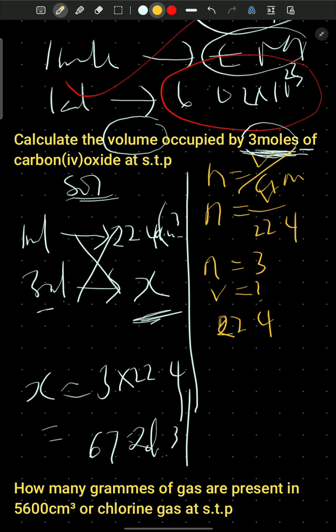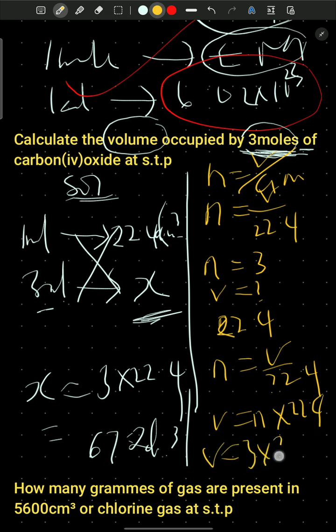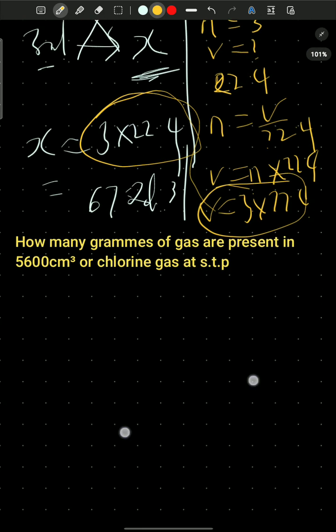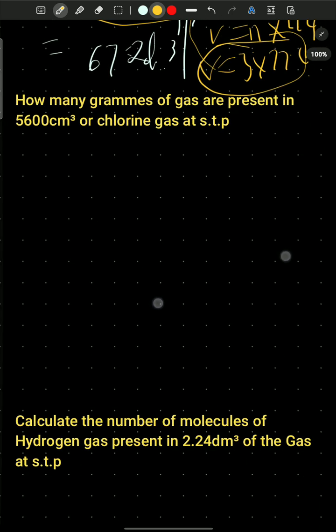So here we have n equal to v all over 22.4, and from here v is equal to n times 22.4. So v is equal to 3 times 22.4. And you can see they are the same thing. 3 times 22.4, 3 times 22.4. You get the same answer. So let's look at this one here.